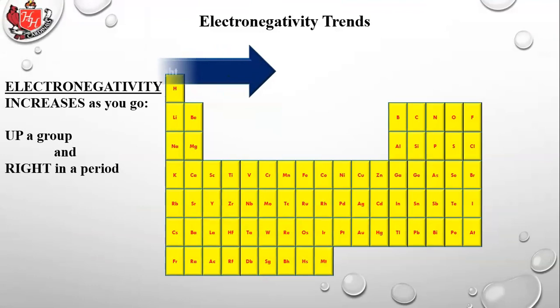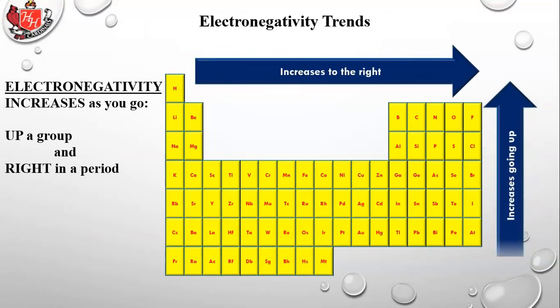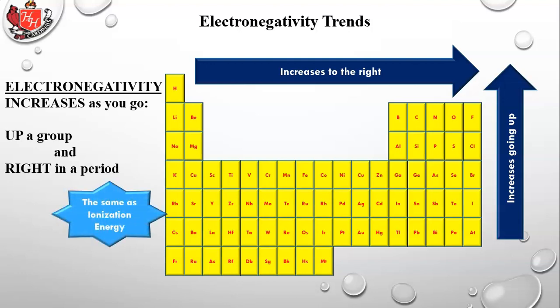So electronegativity increases as you go up a group and to the right in a period. So it's exactly the same trends as ionization energy. The elements in the upper right hand corner have the highest electronegativities. They're the most likely to want to pull in electrons from the outside. The elements in the lower left hand corner have the lowest electronegativities. So this is the same pattern, same trends as ionization energy.